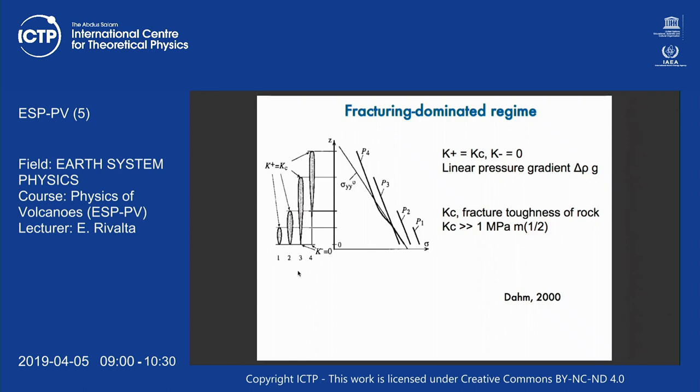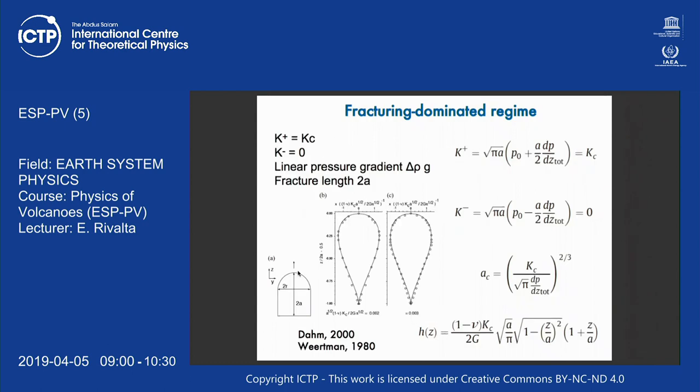If you do this, you obtain this shape. So basically, you take the formula for the stress intensity at the tip, and it is this formula. Basically it is like a gradient, where P0 is the pressure at the center of the crack, like here. A is the half length of the fracture, and dp over dz is the pressure gradient inside the fracture. Generally, it's like delta rho and g, so the difference in density between inside and outside, and g. This is going to be the pressure gradient.